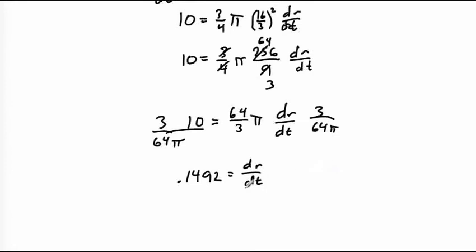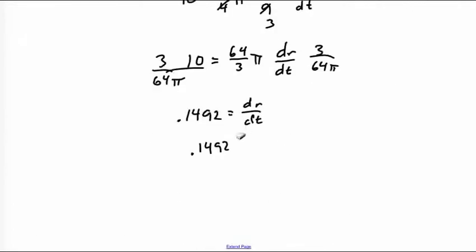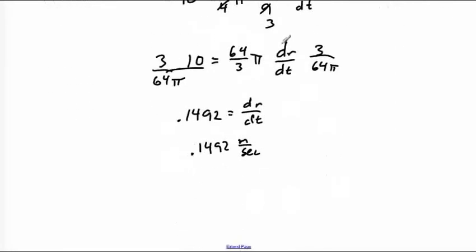So this answer right here, 0.1492, is actually in meters, because everything's in meters in this problem. And it says that I want it in, let's see, give your answers in centimeters per minute. Yeah, it's per minute. So this isn't per second, this is per minute. So if it's 0.1492 meters per minute, that's going to be 14.92 centimeters per minute.